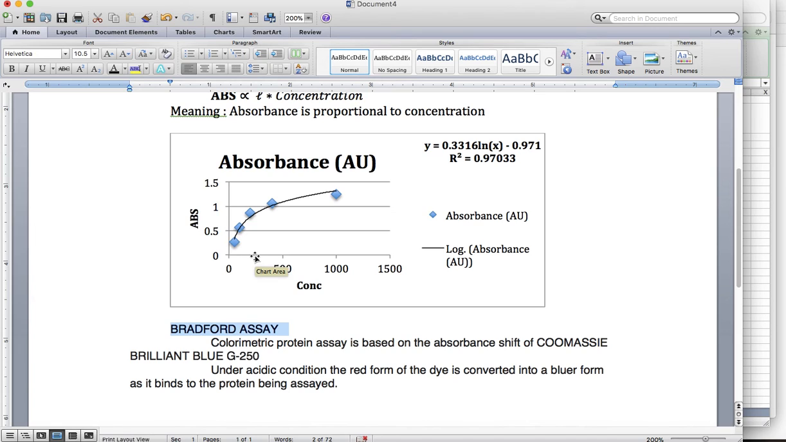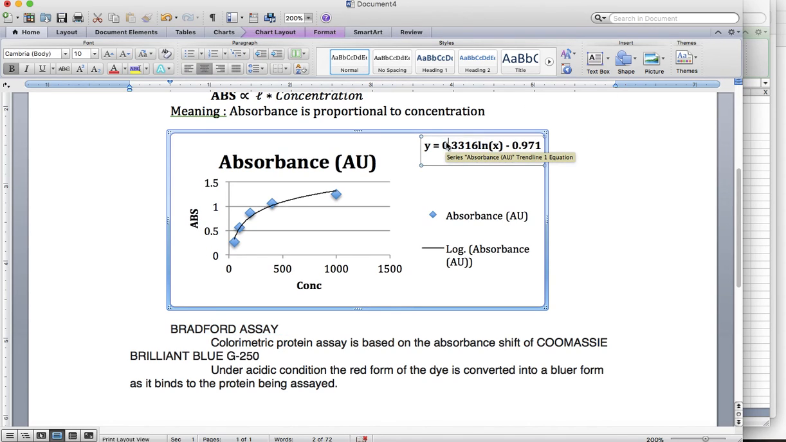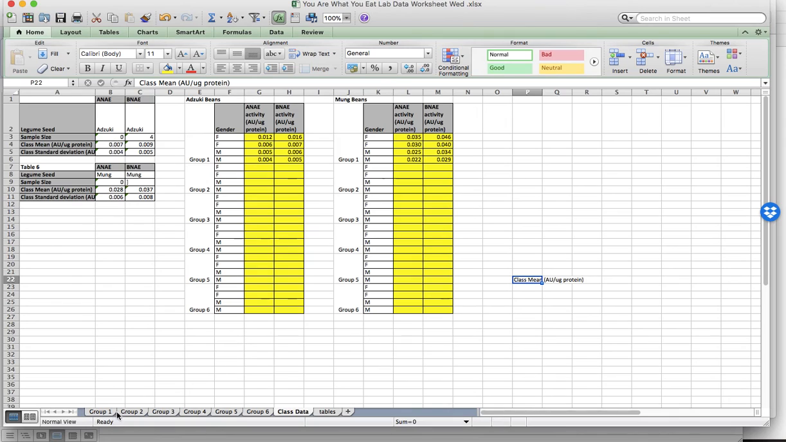To be more specific, we have to use this equation right here. So for that, I want to move on to Excel and show you how to set up the equation and talk a little bit more about the standard curve.